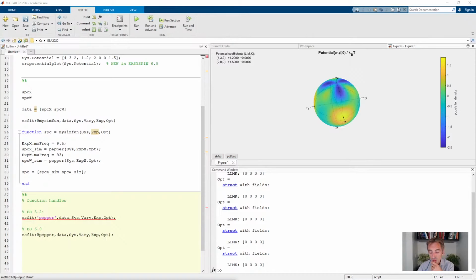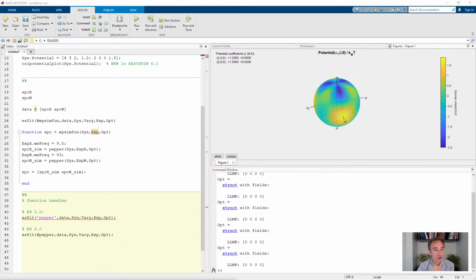Another ESFit question was about whether it's possible to exclude regions, right? Sometimes you have a spectrum and maybe you have an artifact or a background signal which you just don't want to include in your fitting. In EasySpin 5.2 and in the current 6.0 development version, there is no simple way of excluding it with just a mask or a region selector, but this is planned. But meanwhile, you can work around that.